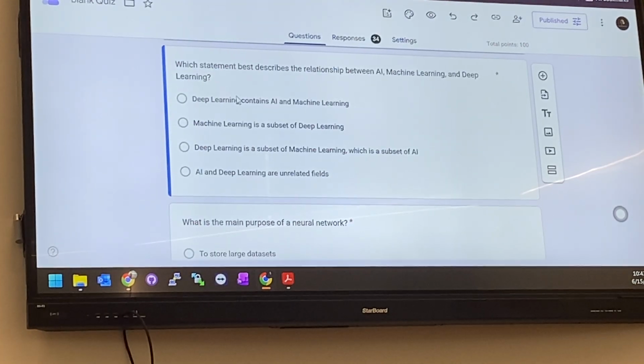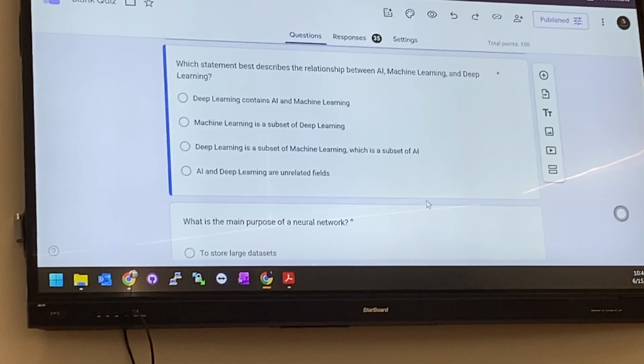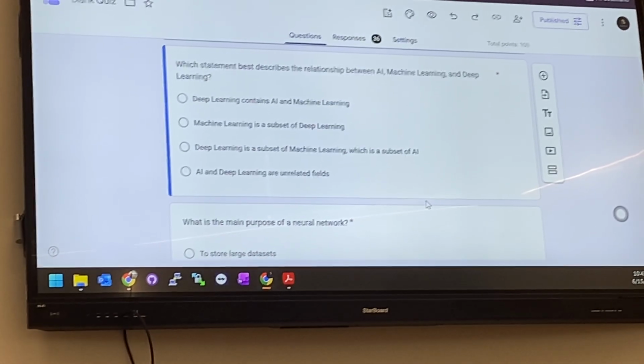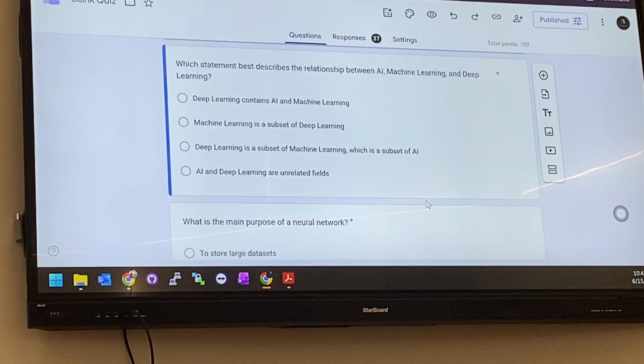So, any questions? Okay. Which statement best describes the relationship between AI, machine learning, and deep learning? Third, deep learning is a subset of machine learning, which is a subset of AI, right? So we discussed this at the very first slide, if I remember correctly. No comments on this, so we can go to the next one.